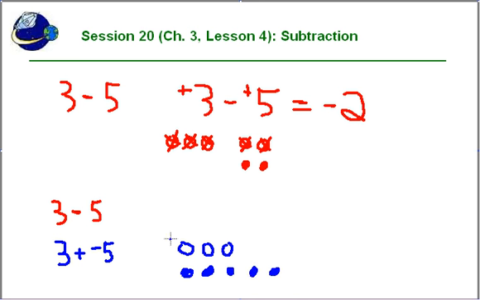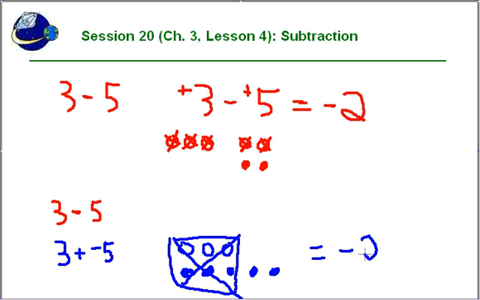Okay, what happens to these 3 particles when they interact with those 3 antiparticles? They cancel each other out. So after these have canceled each other out, what are we now left with? We're left with 2 antiparticles, which is the same thing as minus 2. These 2 antiparticles are the same 2 that we were left with up here. It's just here, in this second example, we changed our subtraction problem to an equivalent addition problem.